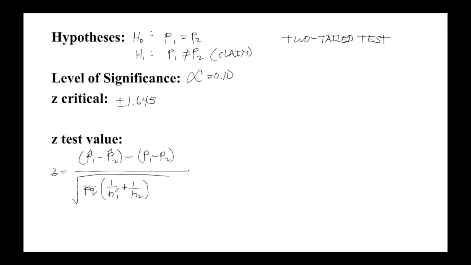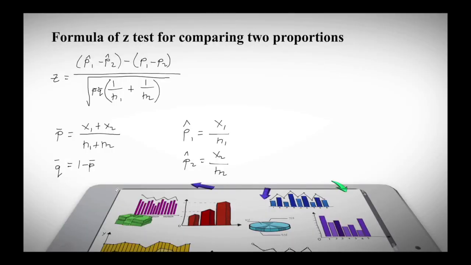Okay, so let's check. Do we have now the value of p hat sub 1? Actually, based on our previous formula, when we say p hat sub 1, that is x sub 1 over n sub 1, and we don't have it yet. So, let's solve first for the value of p hat sub 1, p hat sub 2, and of course, the p bar and the q bar. Because all of these numbers that we will be getting during the solution, we will use inside our z-test computation.